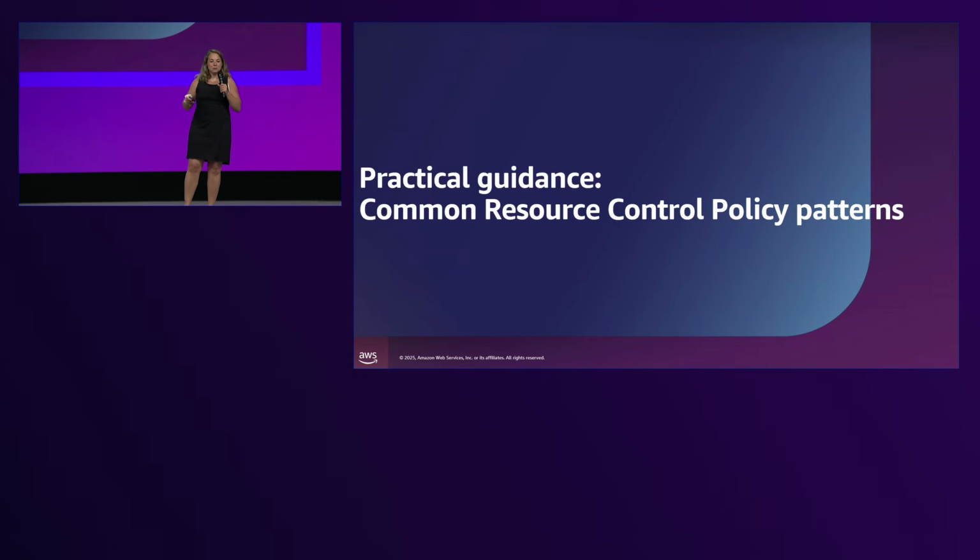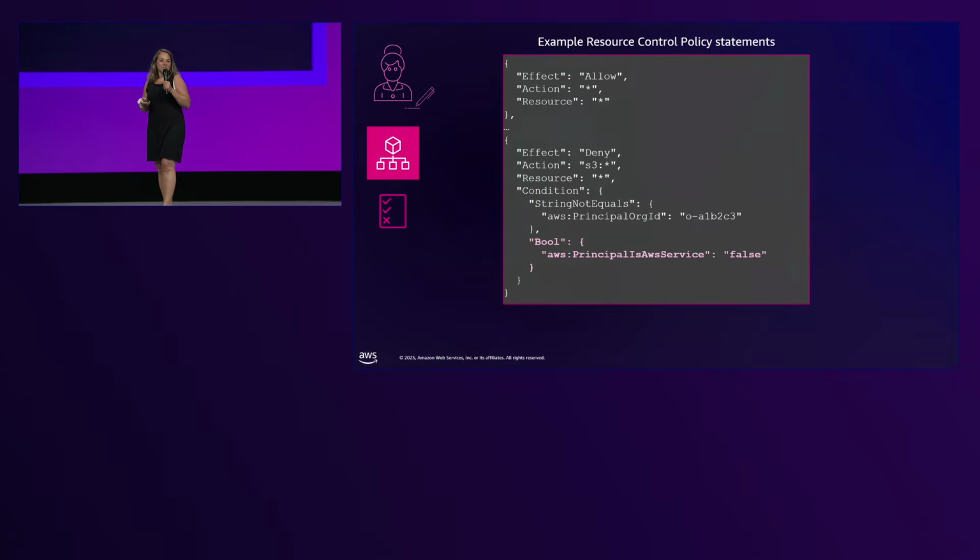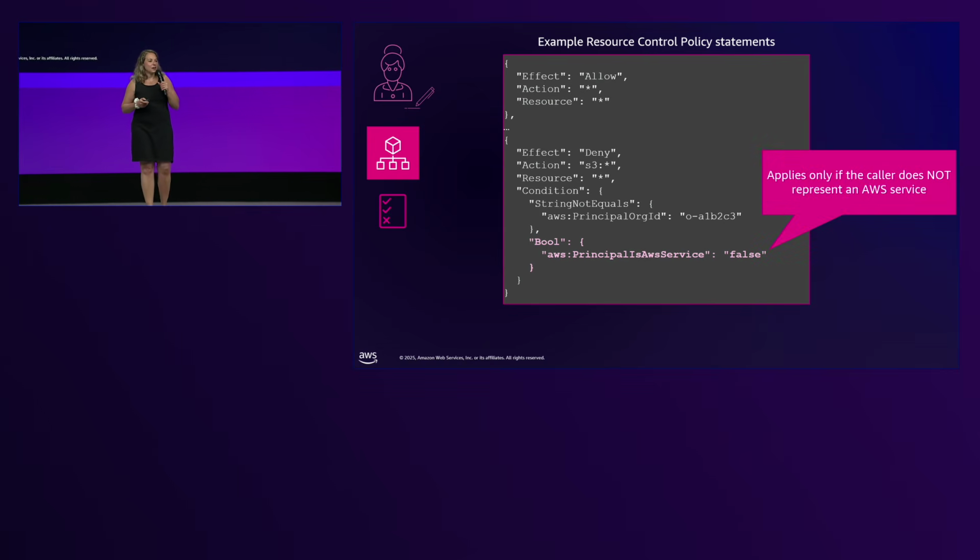I'm going to give you a little bit of practical guidance here on writing resource control policies. These are patterns that we've seen our customers use effectively to achieve some very common goals. So we're going to revisit this resource control policy for S3 that we wrote before. And I said, okay, don't allow requesters who are outside my org that aren't AWS services. That's what that second one means. Okay, I'm going to explain this a little bit more.